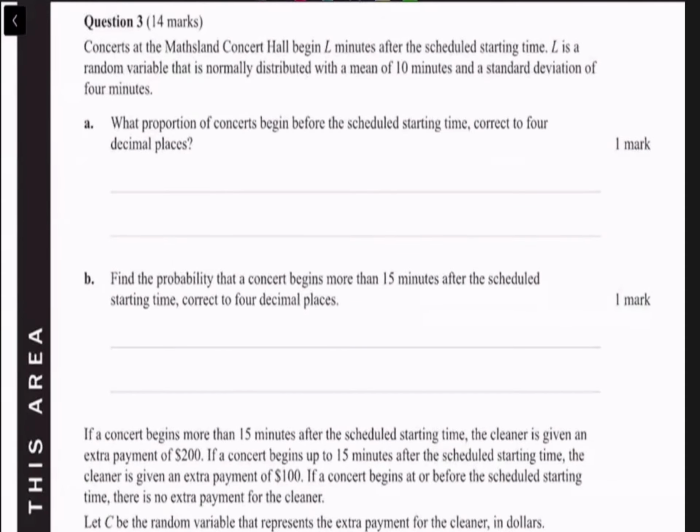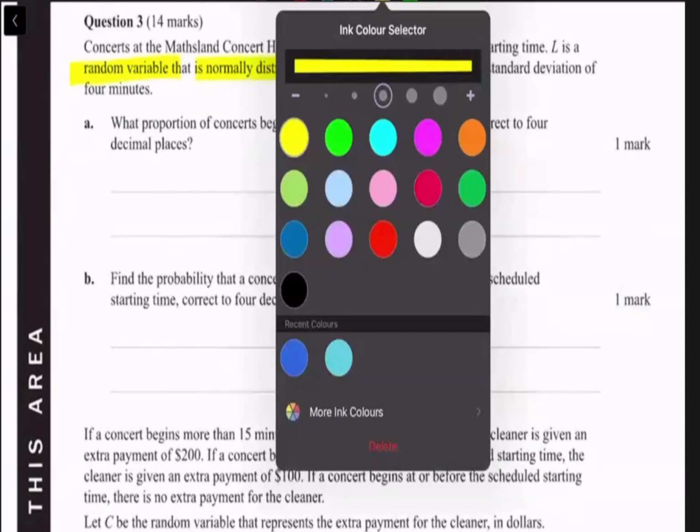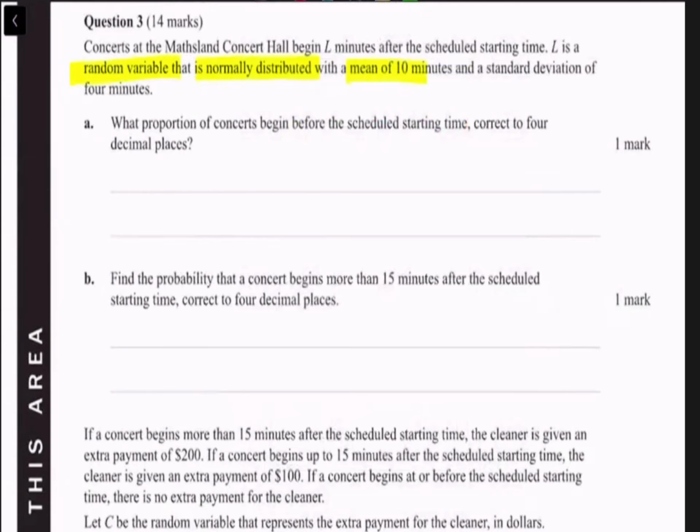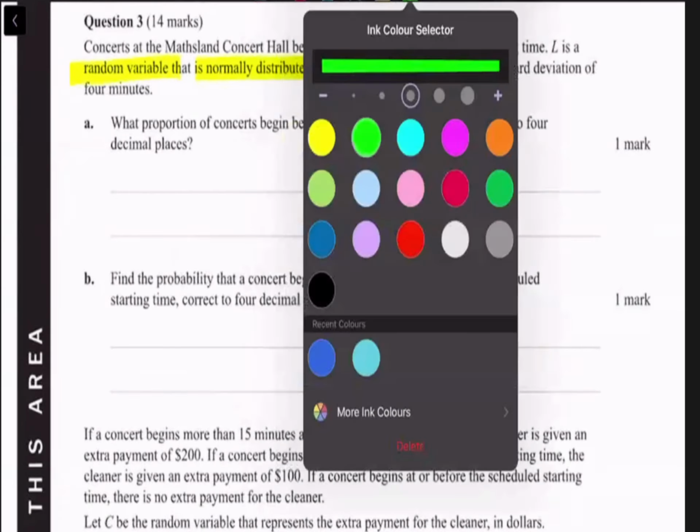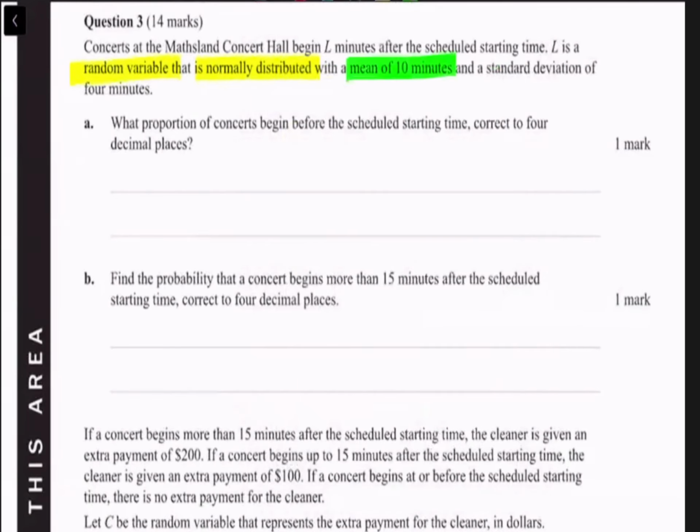So we have Matt's land concert hall. It's a random variable that's normally distributed, and we have our mean and standard deviation that's given to us. That's all. So, proportion of concerts that begin before the scheduled starting time. Don't get tricked with the word proportion. We're not doing sampling yet.